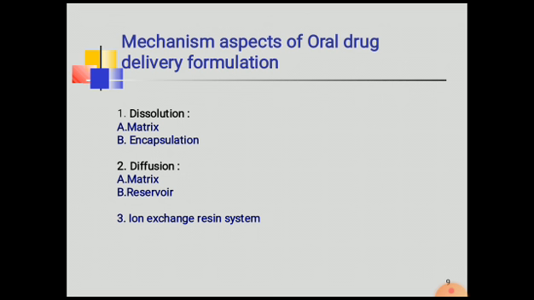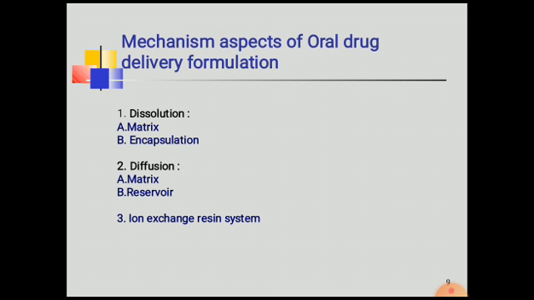And the second thing is diffusion. Here the mechanism is diffusion. By keeping the diffusion mechanism, how we can pre-program the rate of drug release. In that also two types will be there, matrix and reservoir diffusion controlled drug delivery system. And the third thing is ion exchange resin system. Here we are maintaining the mechanism of ion exchange resin.